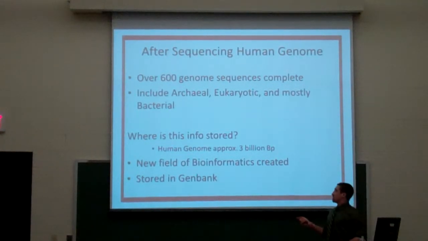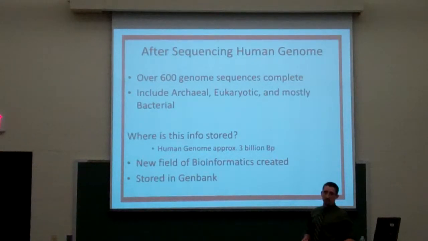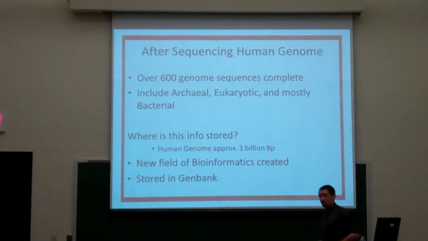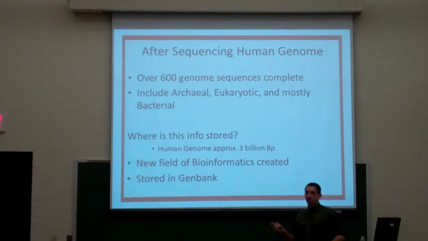Now, where is this information stored? The human genome itself includes approximately 3 billion base pairs. That's a lot of information, and when you start getting to over 600 species being analyzed, it's difficult to find an area to store all this information. So that's where the new field of bioinformatics is created.